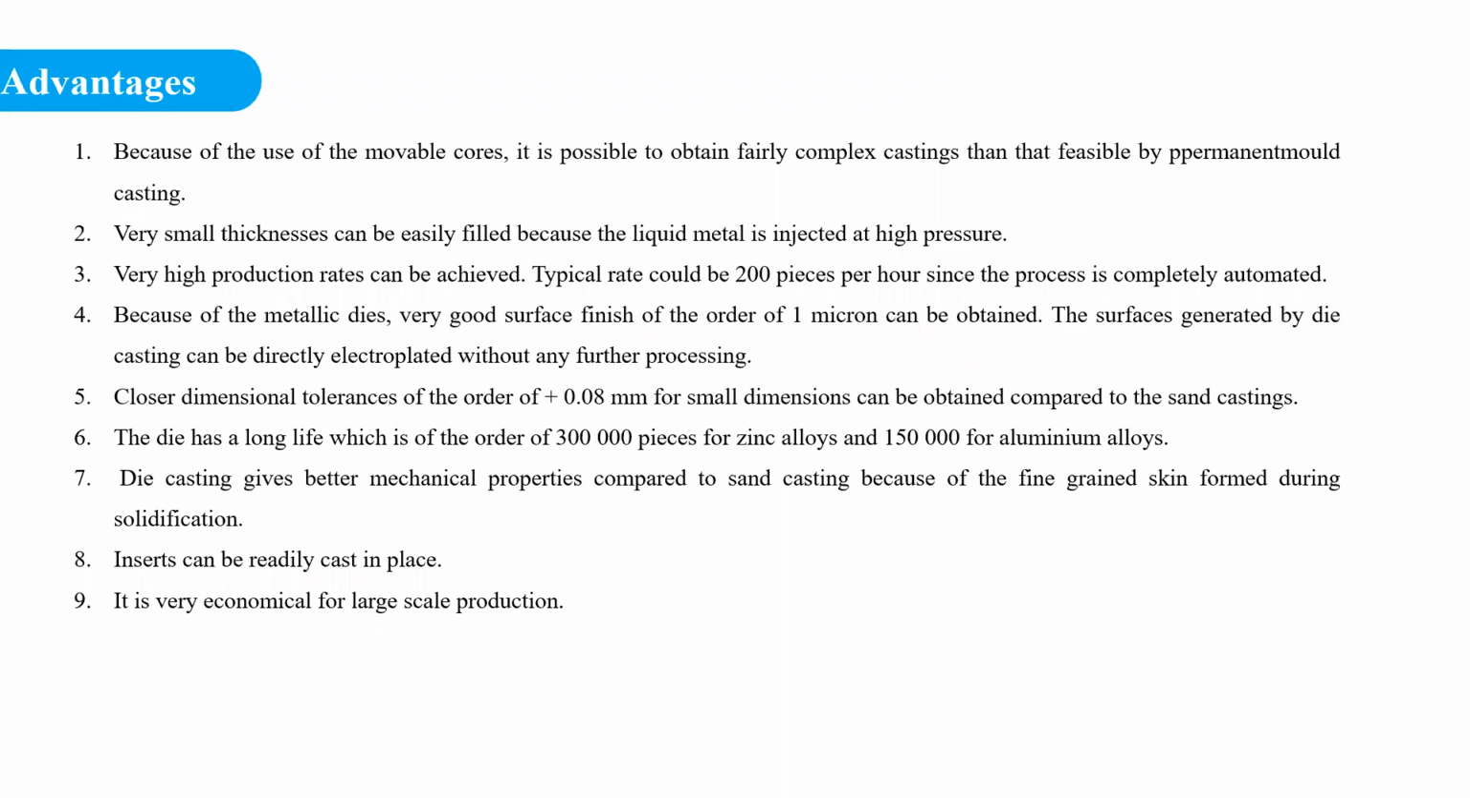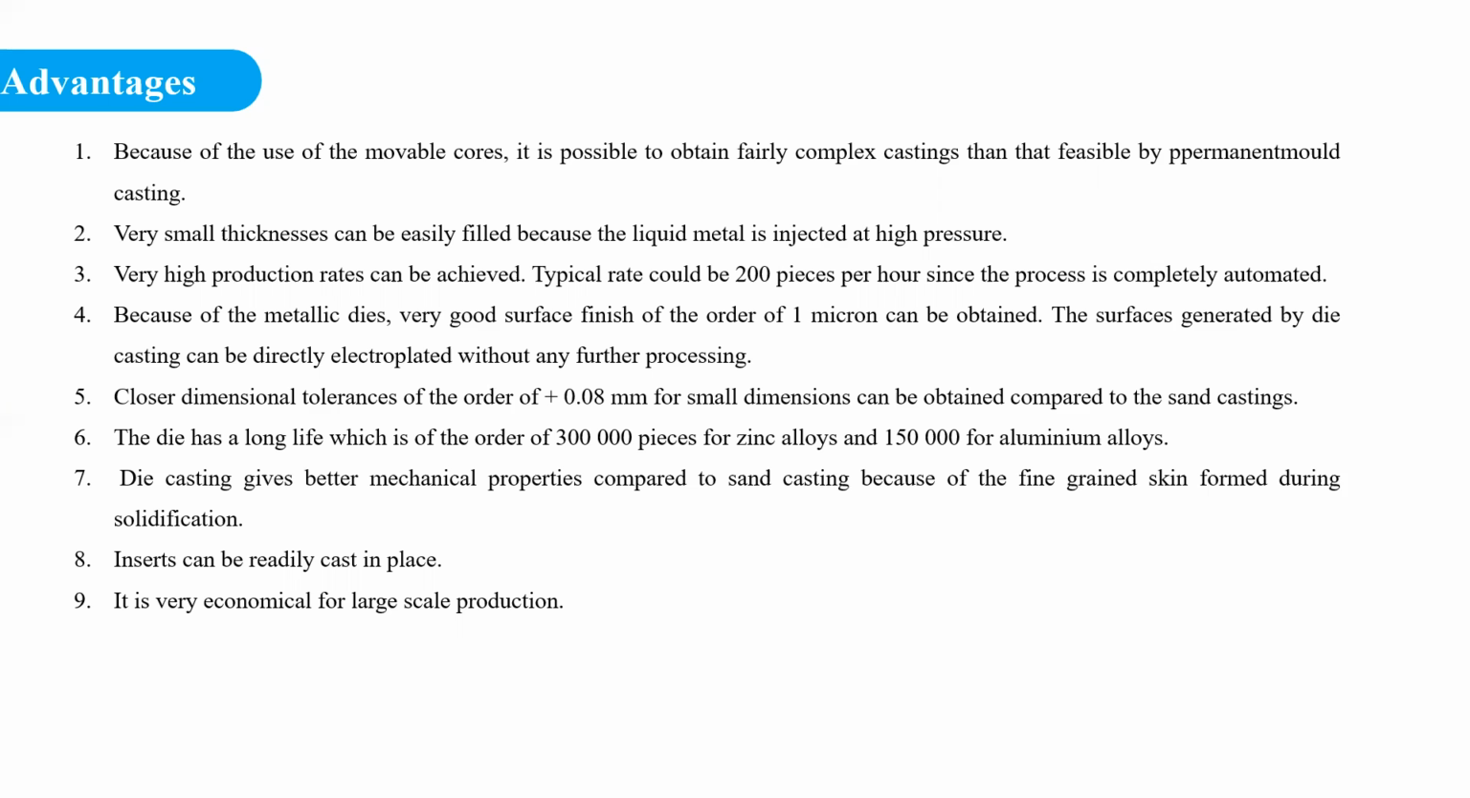Next, what are the advantages of the die casting process? In die casting, very complex shapes can be easily cast. It is a permanent mold casting, so we are able to make many components with the same die. Very small thicknesses can be easily filled because the molten metal is injected into the mold cavity at a high pressure.